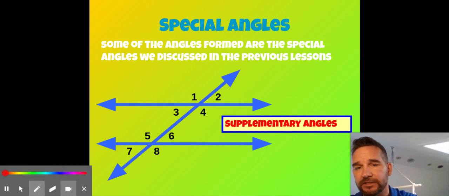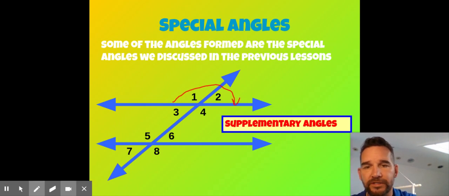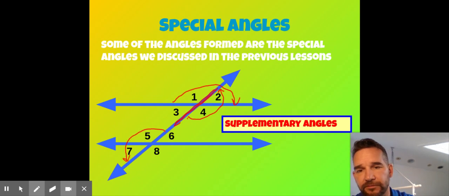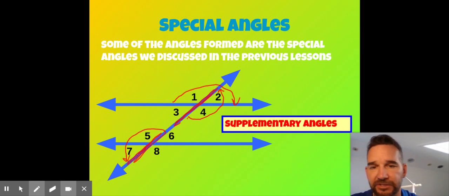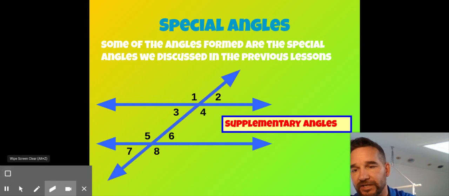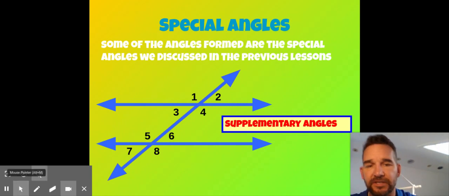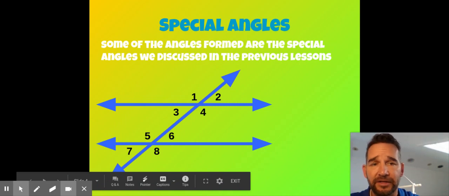For instance, take a look at angles 1 and 2. They're supplementary. Or take a look at angles 4 and 2. They're supplementary. They form this straight line. 5 and 7. There are numerous examples of supplementary angles in here. On top of that, there are even some that are kind of hidden. If you look at angles 4 and 6, you're going to find out later on that those are supplementary as well.